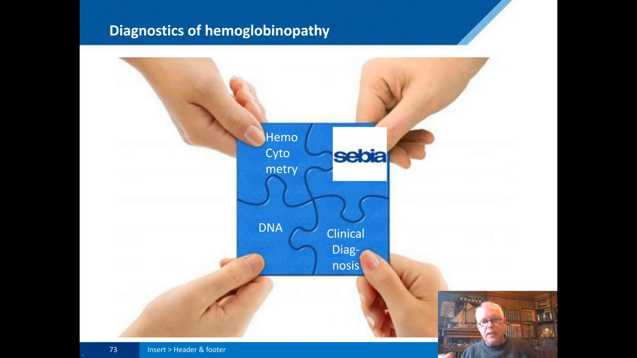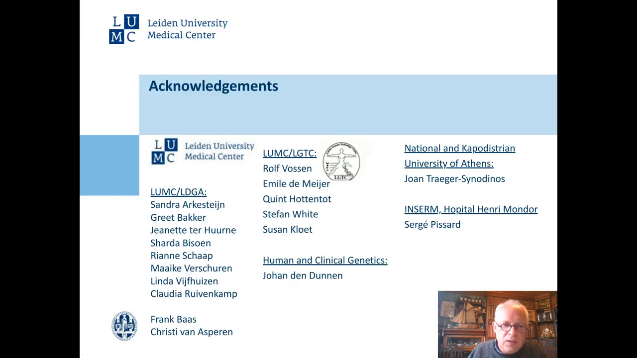So this means that you have hemocytometry, you have capillary electrophoresis, and it can be HPLC, of course, and DNA, and that should fit the last puzzle piece of the clinical diagnosis. If that doesn't fit, there's something you overlooked, and you have to repeat the analysis or look for special things like copy number variations in the alpha genes, for instance.